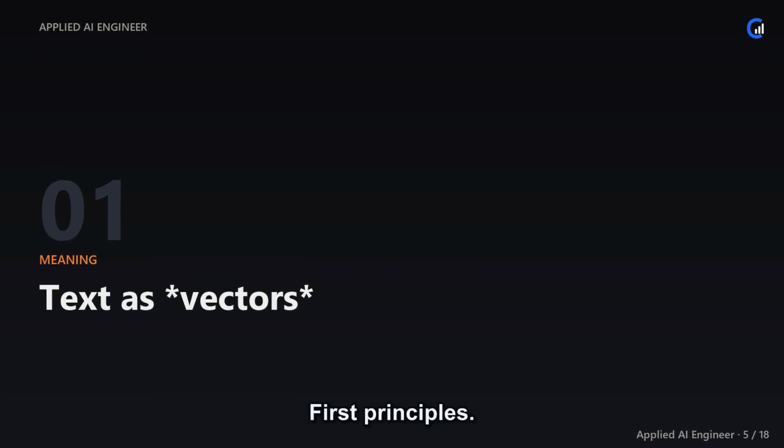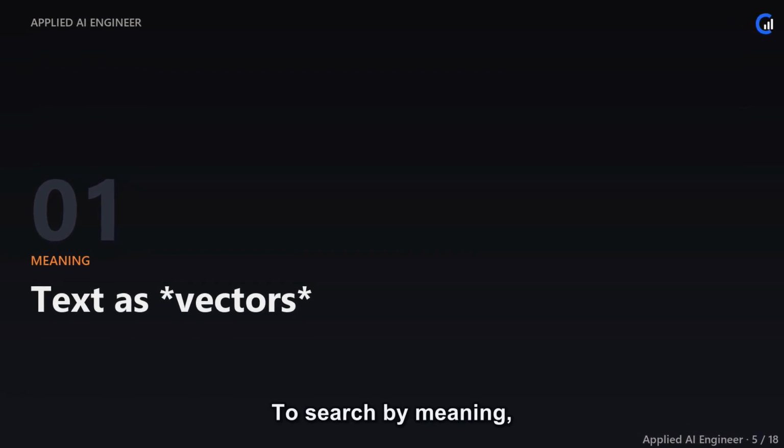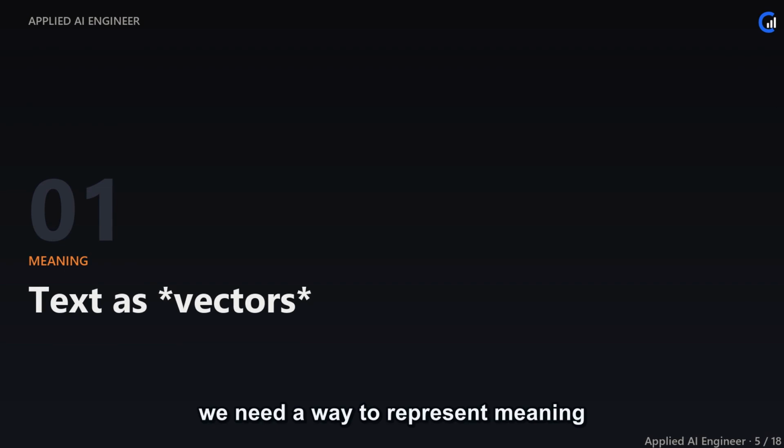First principles. To search by meaning, we need a way to represent meaning that a computer can compare. That representation is a vector, a list of numbers. Let's see how text becomes one.